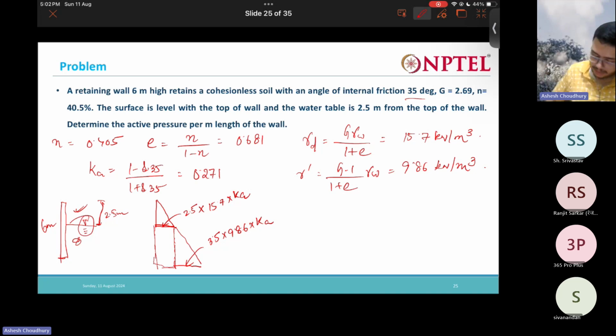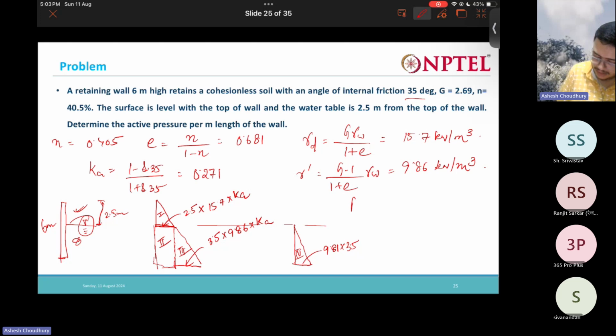acting. So for water pressure, how will be the variation? It will be from below at this level. How much is this? 9.81 gamma W into 3.5, that is the height. So you have four figures here. So just calculate the area of these four figures. You will get the total active earth pressure.